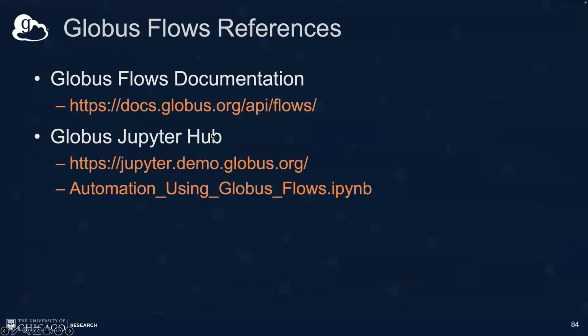The last things I wanted to say were here are the references for documentation for flows, docs.globus.org. Under the API section, there's a flows section. There's also Jupyter notebooks that you can use. If you go to jupyter.demo.globus.org, you can log in with Globus, and you should have permission to log in. It'll open up notebooks for you, and the one that you want to look at is called Automation Using Globus Flows, and it'll be a Jupyter notebook that walks you through the Python code to use the Flows API in our Python software development kit. Really handy and a really good way to get started using Flows.